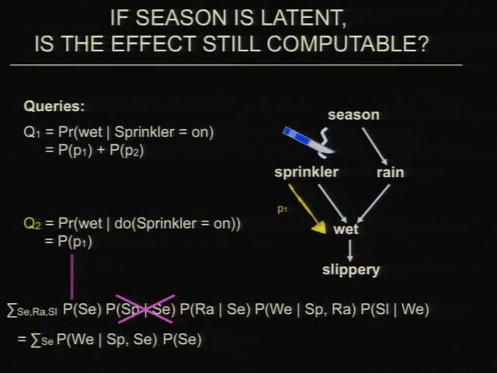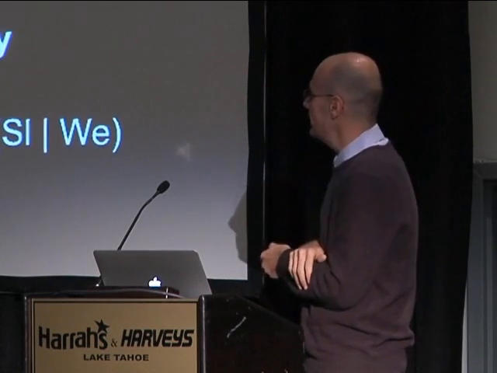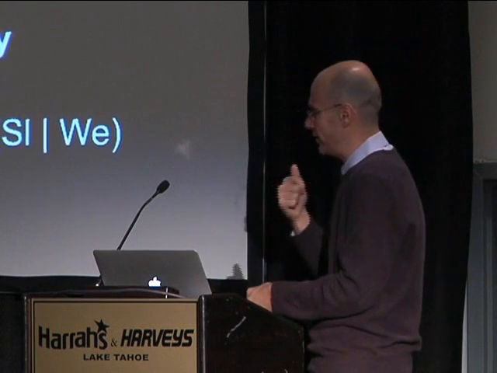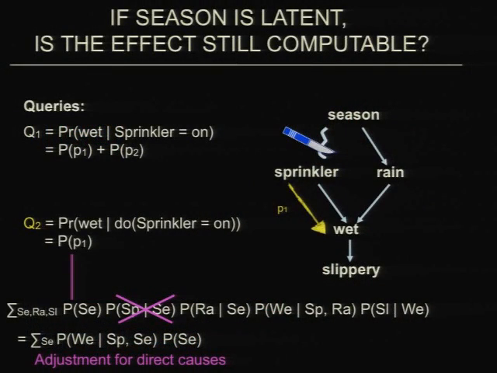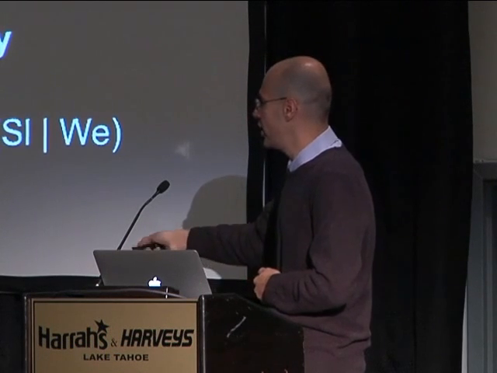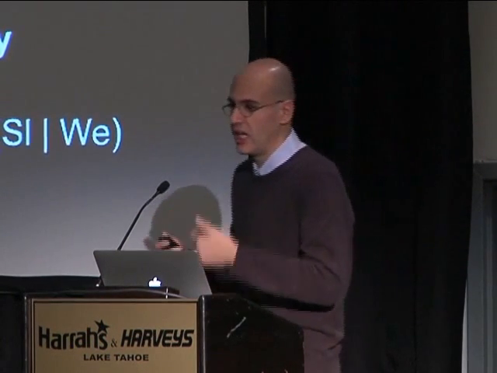This is our picture, and the question is, if season is latent, is the effect still computable? Can you still get the effect? Our original graph was this one, and you are trying to get P of wet given do sprinkler. You have this factorization, and you remove the factor sprinkler given season. If you do a little bit of algebra, what I'm trying to say will pop out. This is equal to the probability of wet given sprinkler and season, multiplied by the probability of season. And this is called adjustment for direct causes. It's a known way: you just adjust for the direct causes. It's a different kind of conditioning. It's not exactly conditioning, because if you just condition on season, you have season given sprinkler here. It's a different kind of transformation.